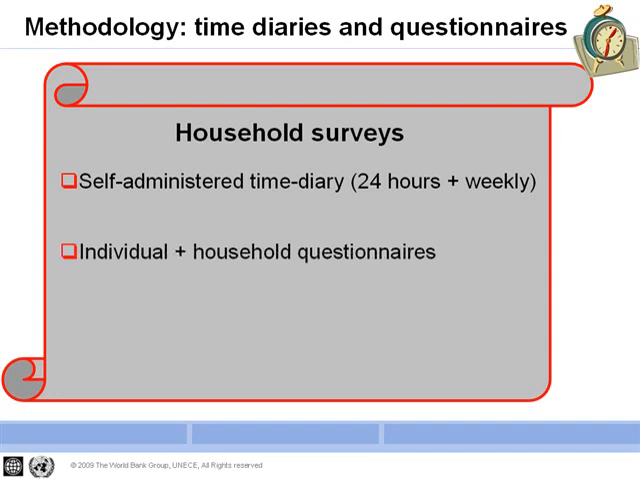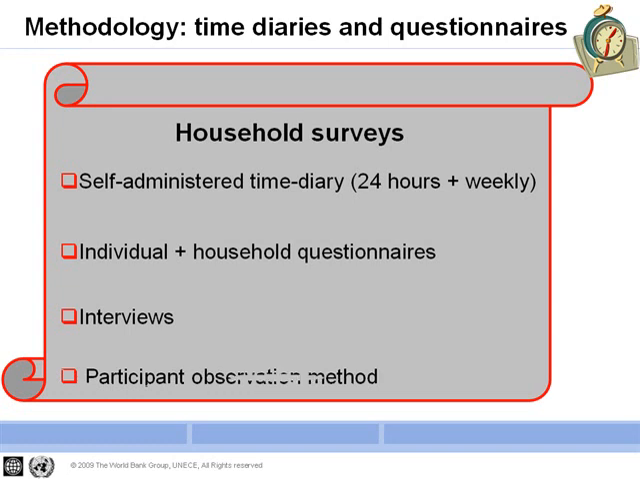Additional background information on characteristics such as sex, age, education, and household composition is also collected through individual and household questionnaires. Sometimes a weekly diary is also used for further information on paid work patterns. Other common methods are the interview, in which respondents are asked to recall their activities on the previous day, and the participant observation method.